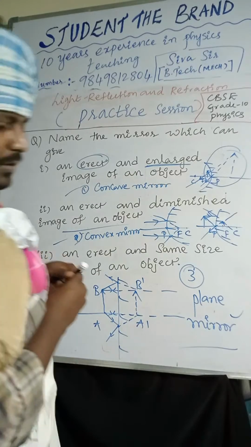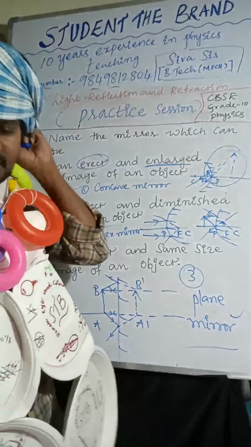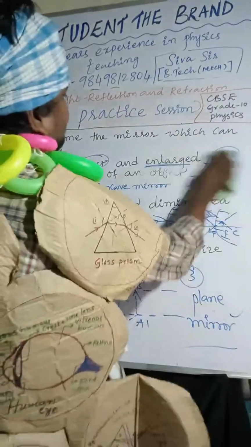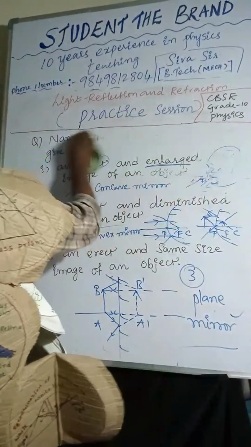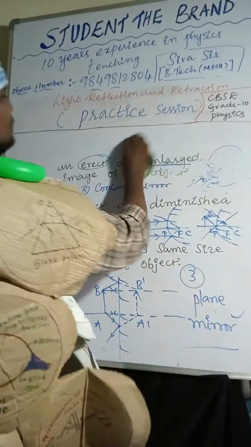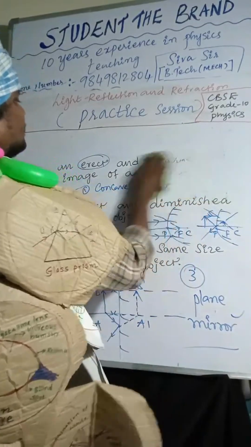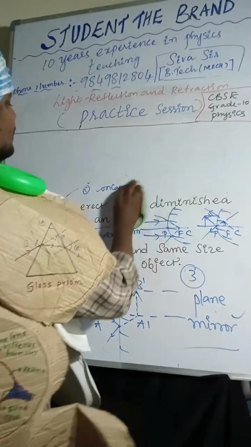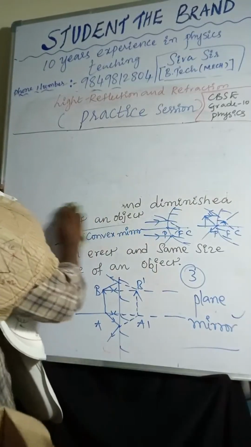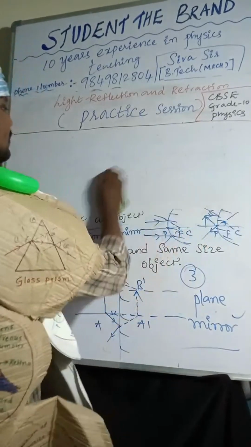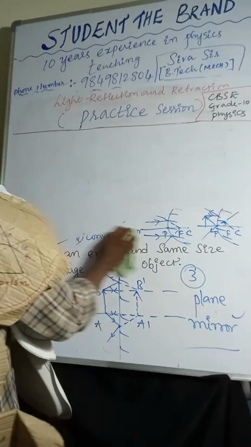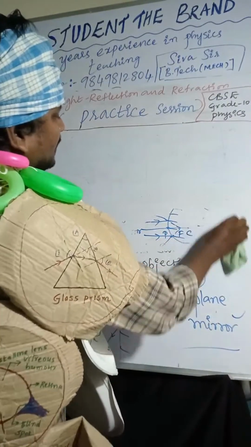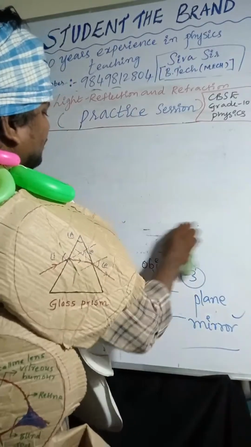Next one, I'll explain. I'll give the questions, work out on them, then I'll explain. This is a 1 mark question, important. Each and every question carries 1 mark, so try to prepare.